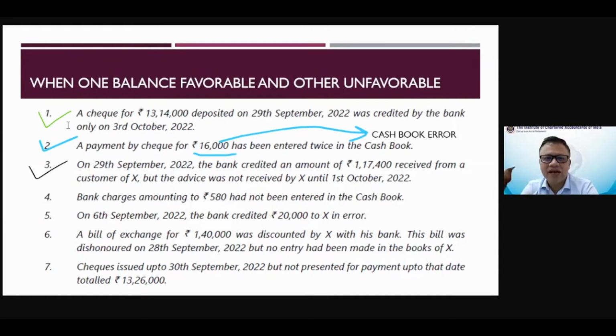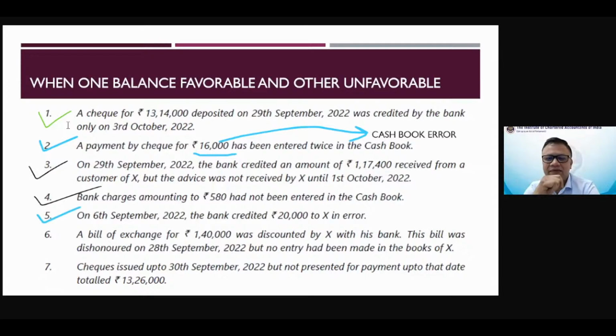Whenever you are finding such causes of difference, just write that amount and a small narration, so that when you are reconciling, you take those points and enter the corresponding entry in your reconciliation statement. So this is the third one we got to know. The fourth one: bank charges of 580 have not been entered in the cash book.